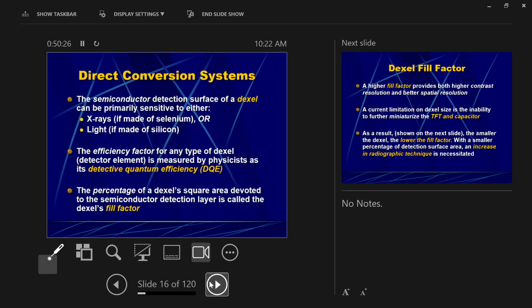All right, so here's something you're going to need to retain and remember. You need to remember what kind of semiconductors are used, okay? Meaning what materials are used. This is the first one: direct conversion systems will take X-rays and convert them to electricity. Those are made of a material called selenium.